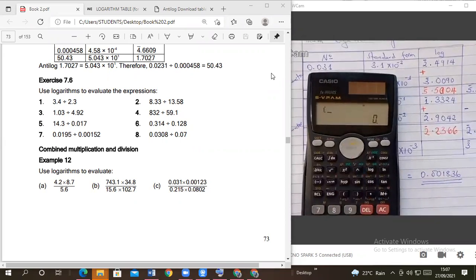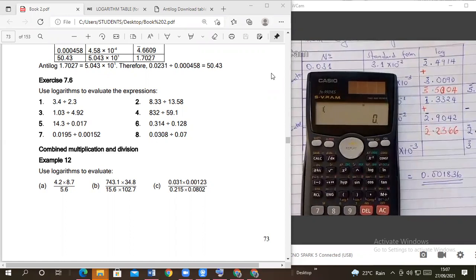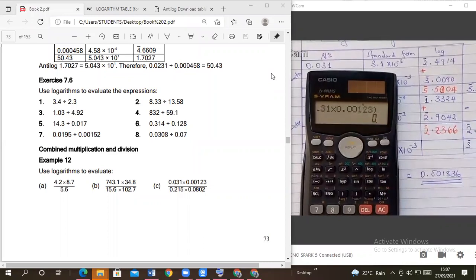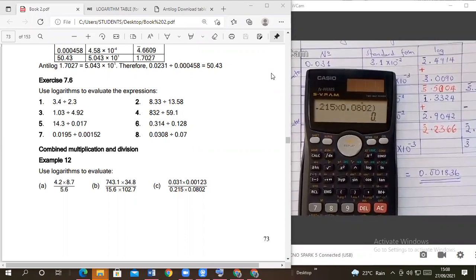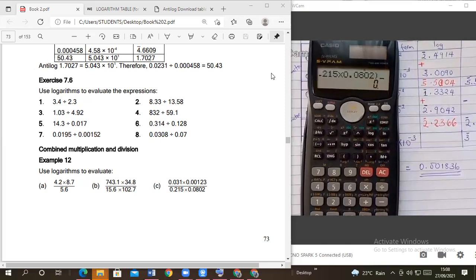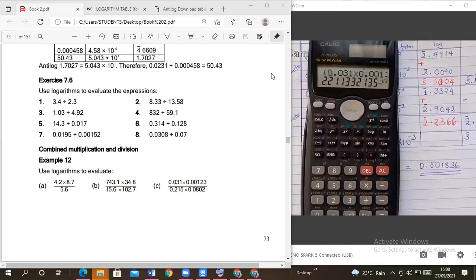Now what we are going to do, we are going to open a bracket. 0.031 times 0.00123, like that, okay? Close that bracket. Have you closed it? Divide by, open another bracket, 0.215 times 0.0802. Close that. Have you entered that, members? Equals to.